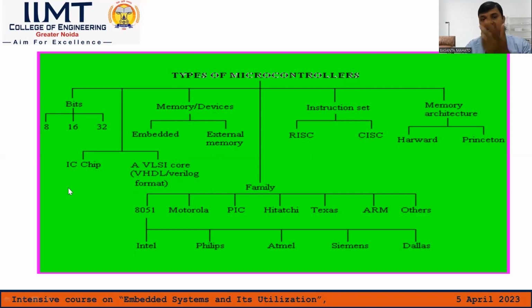Then memory devices, embedded or external memory. Instruction set, type of RISC or CISC. And memory architecture, Harvard and Princeton. Then the family or class of the microcontroller: 8051, PIC, Texas, ARM, or others. And these are the vendors' names: Intel, Philips, Atmel, Siemens.